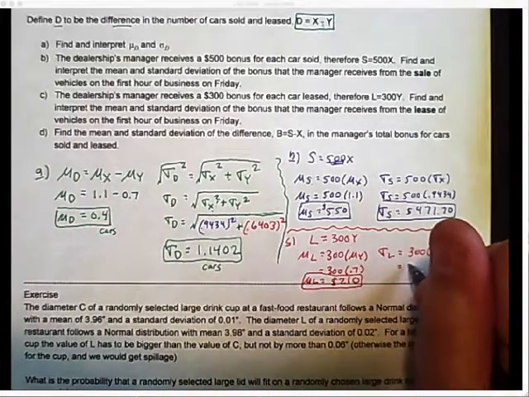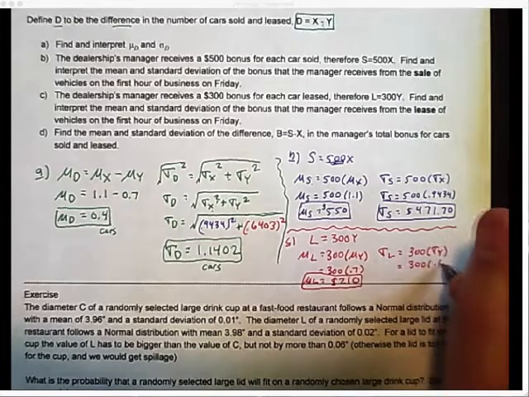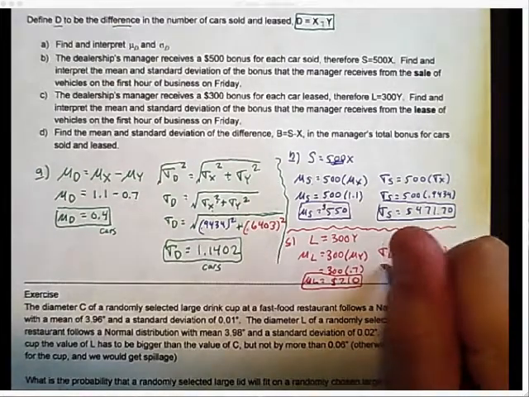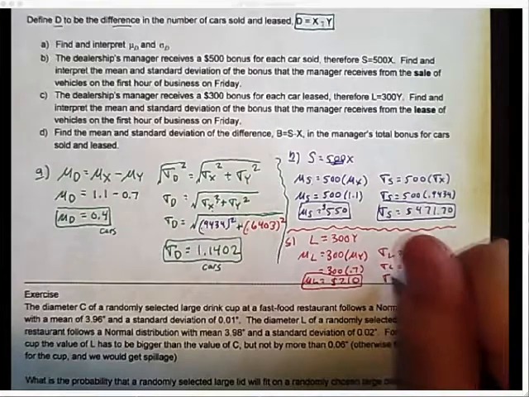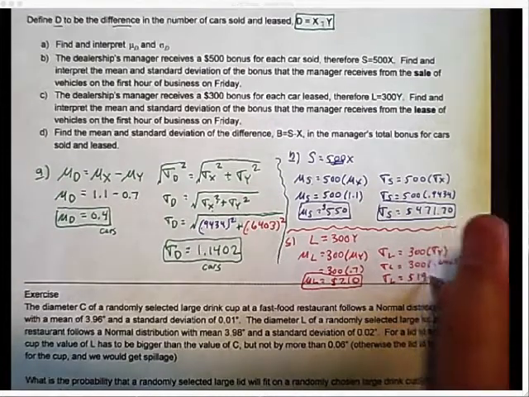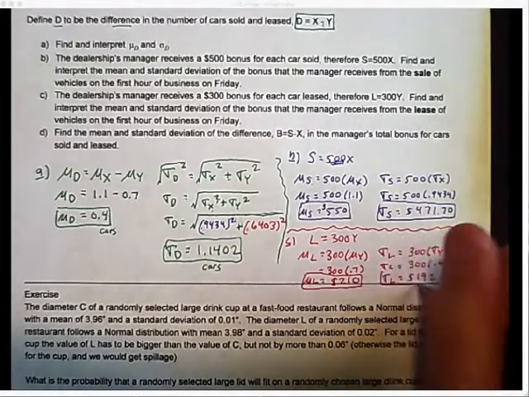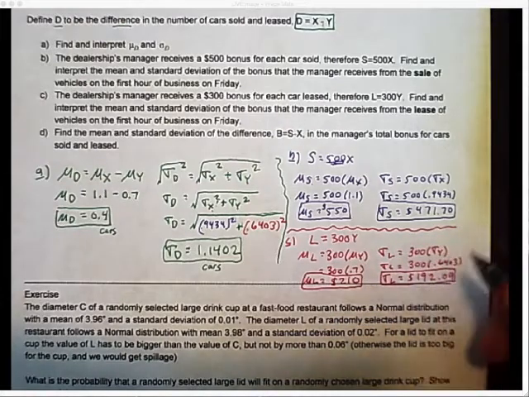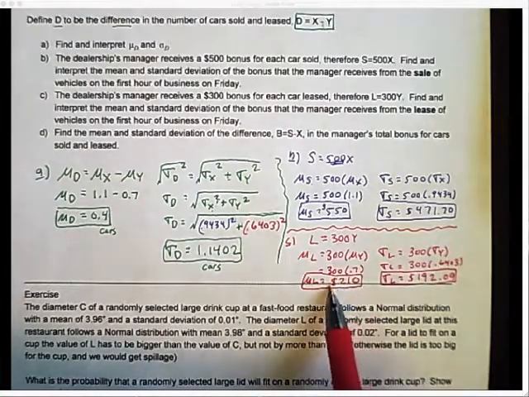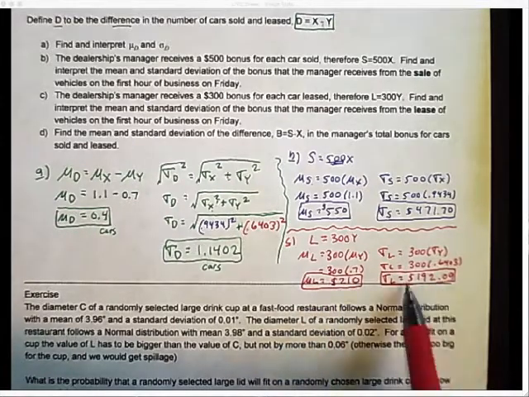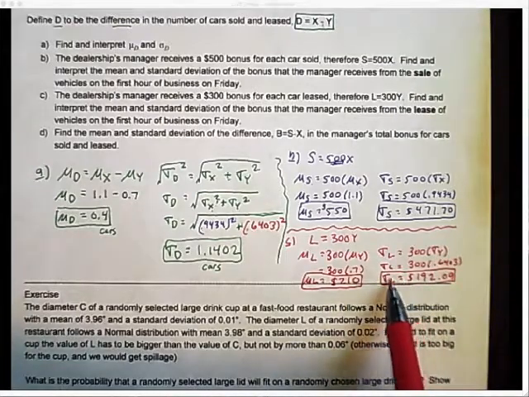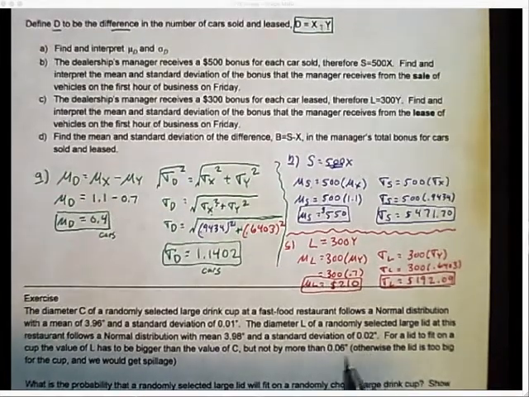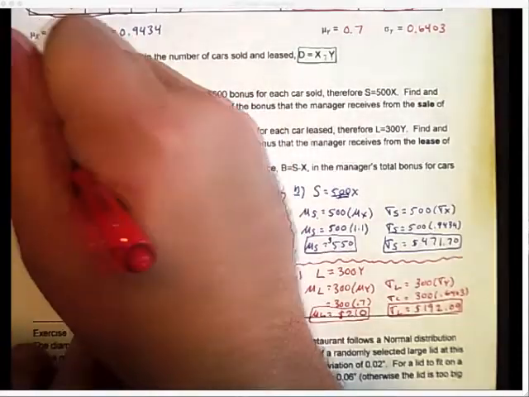And over here, we would take 300 times 0.6403, which is approximately $192.09. So on average, this is the bonus that the manager gets for leasing cars, but there's quite an amount of spread. It doesn't always get that. Sometimes it's less than that, sometimes it's more than that. So we've done part A, part B, and part C.